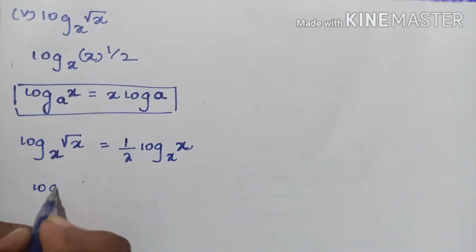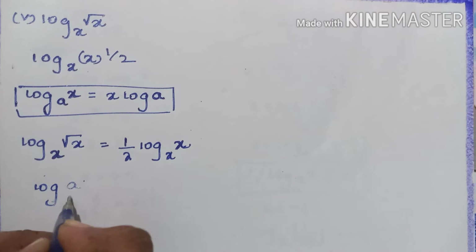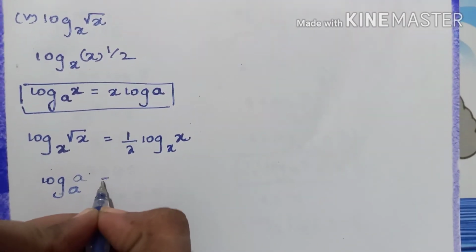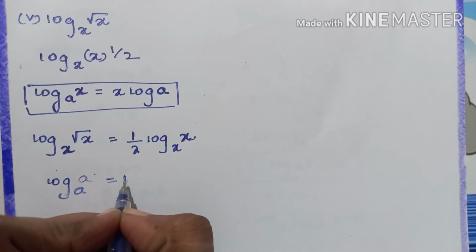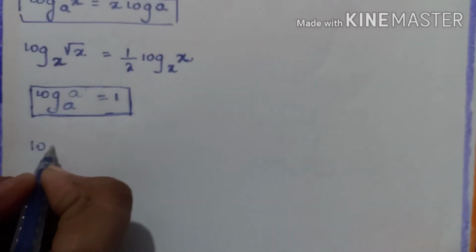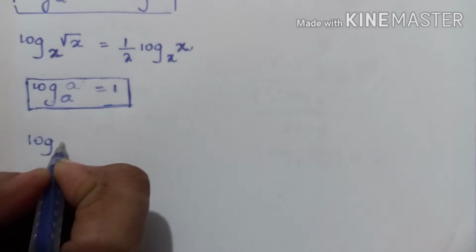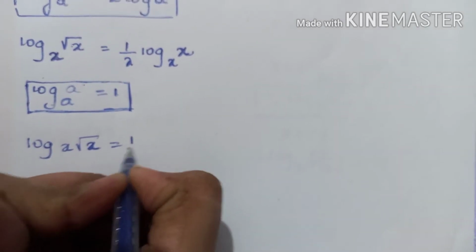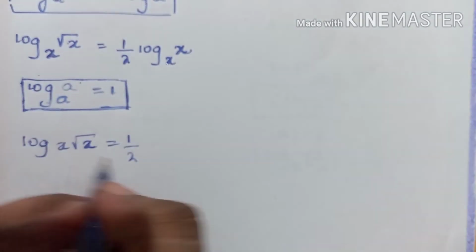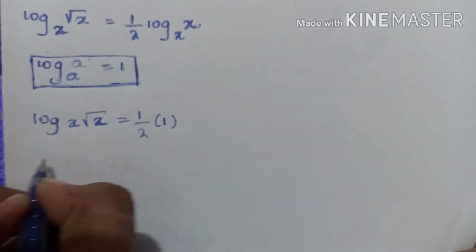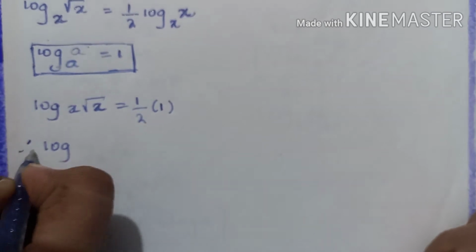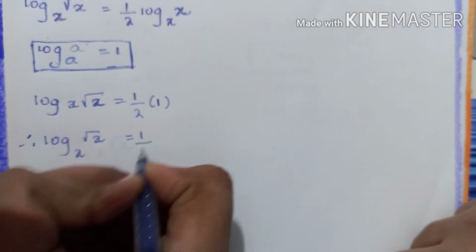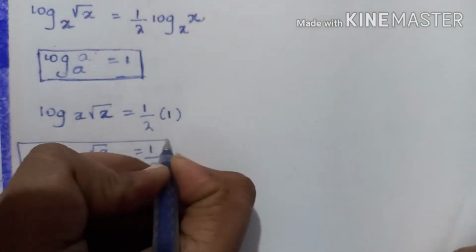And we know another property, log a to the base a equals 1. Now here, by using this property, log x to the base x will be 1, and therefore log under root x to the base x will be 1 by 2, and this is the solution.